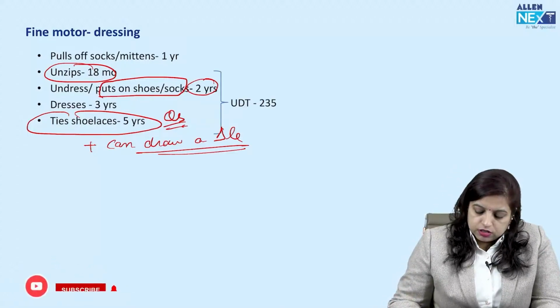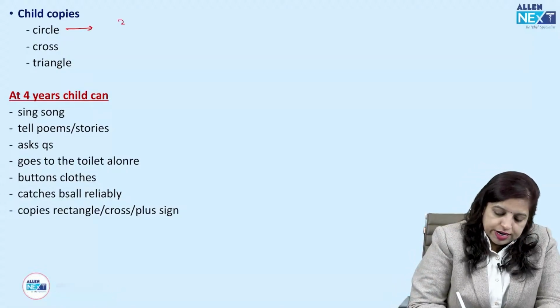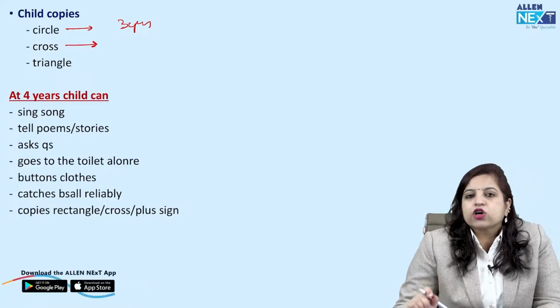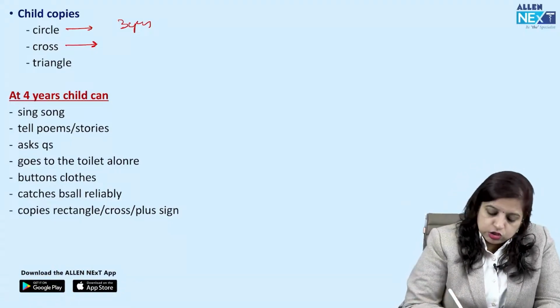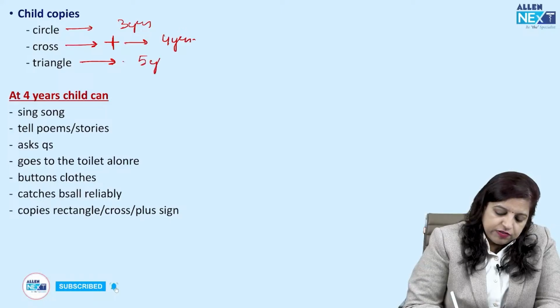Now another thing, child copies circle by what age? Yes, you are correct, 3 years of age. Cross also, please don't take cross as multiplication sign. Cross means a plus sign over here. That comes at 4 years of age, and a triangle would come at 5 years of age.